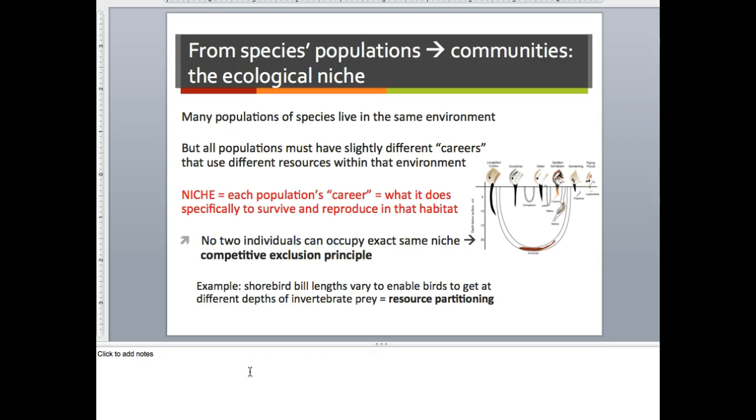And it's important to understand that no two individuals can theoretically occupy exactly the same niche. We call that the competitive exclusion principle. Otherwise, one would always outcompete the other, right?